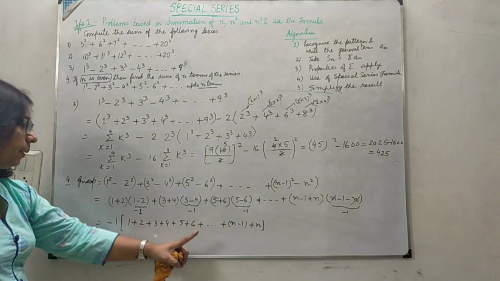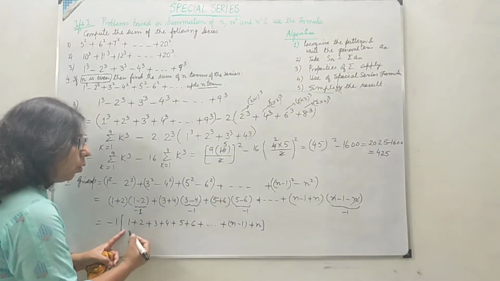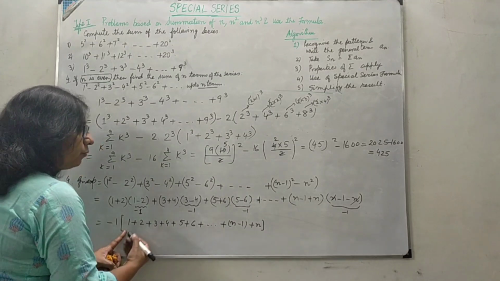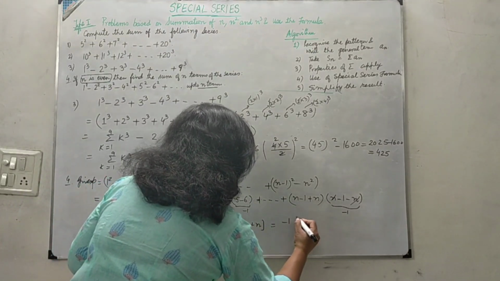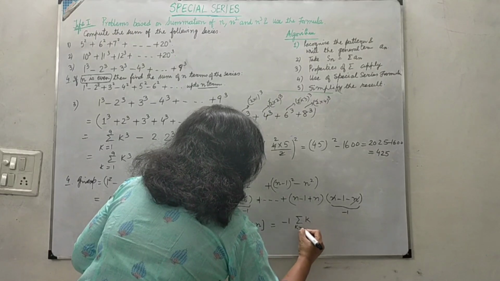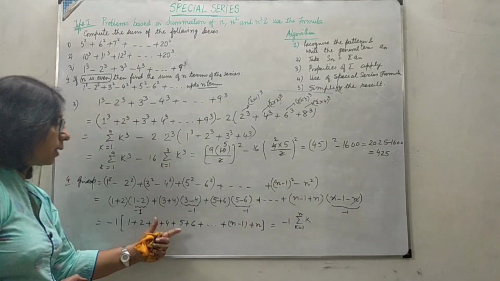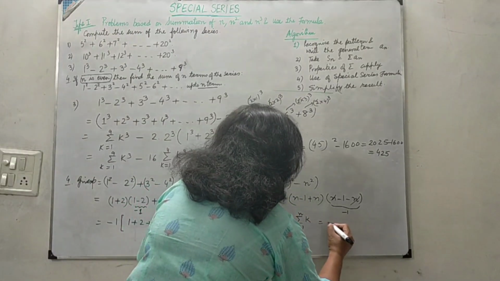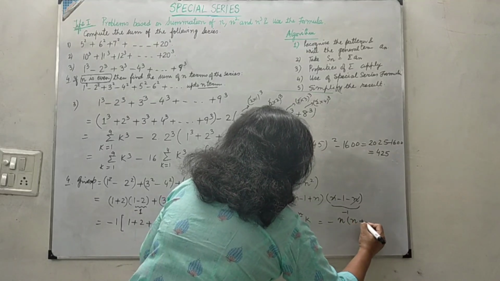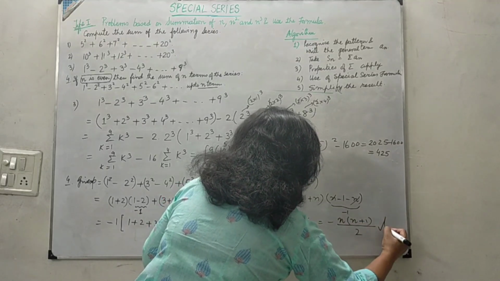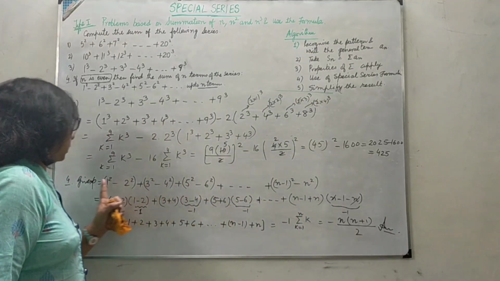Again you can see in the bracket, this is 1, 2, 3. All the terms, all natural numbers are going from 1 to n. So this is actually sigma k, k running from 1 to n. In sigma form it can be written like this, and we know the formula for this as n into n plus 1 by 2. So this is your answer for the given series.